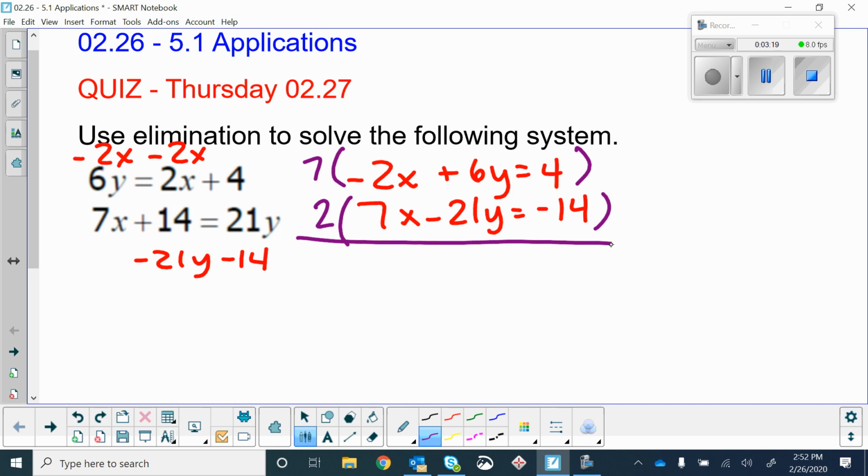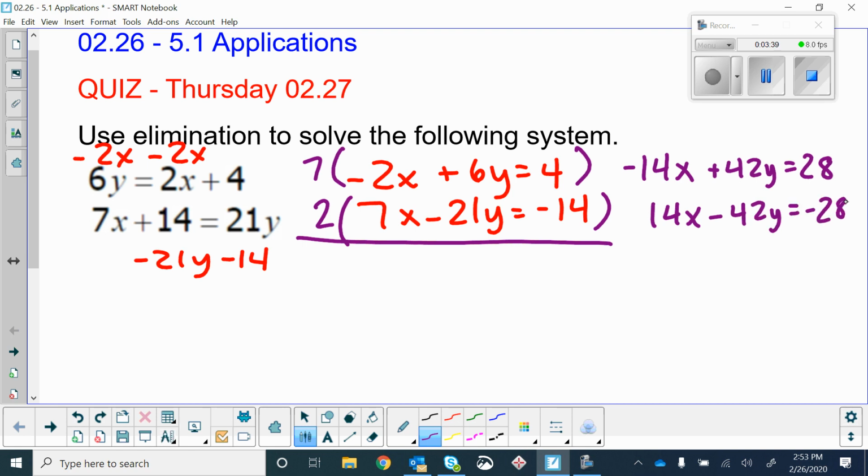So then this gives me negative 14x. All right, so 22y equals 28. Multiplying 2 through on the second one. Okay.